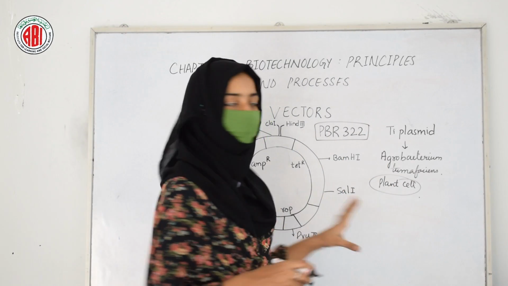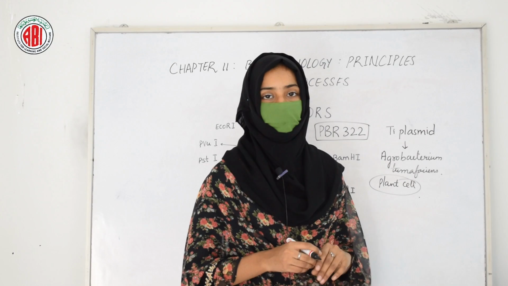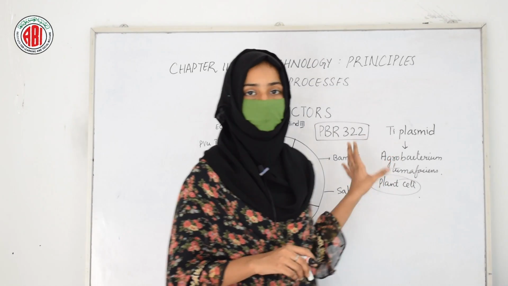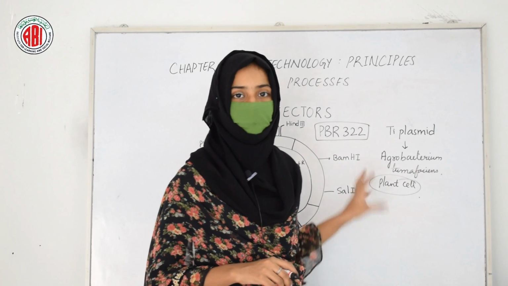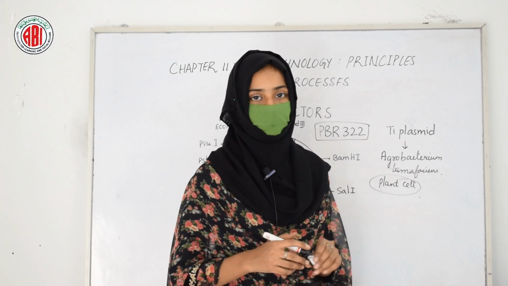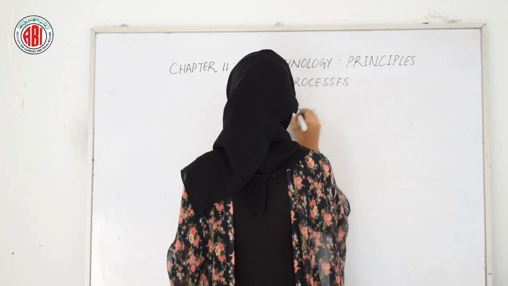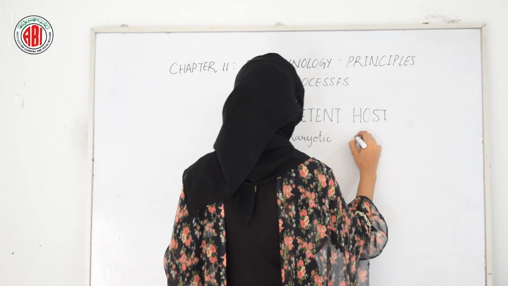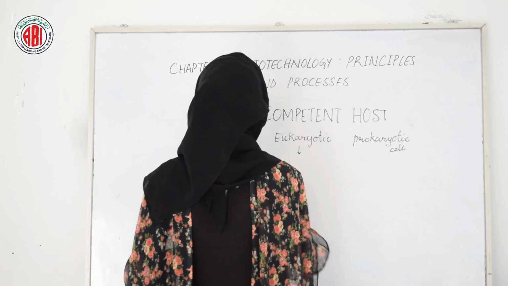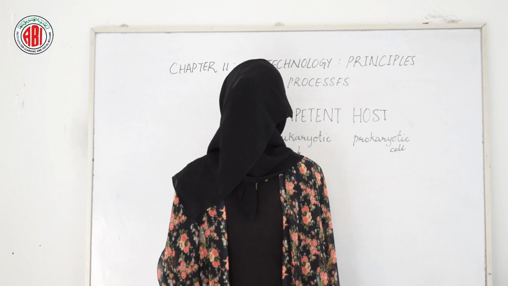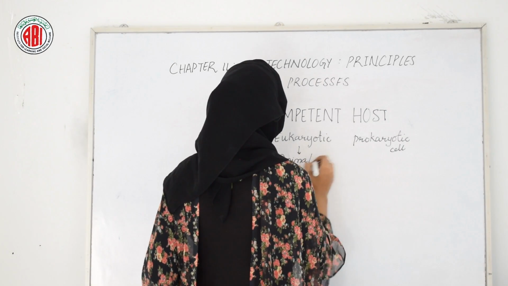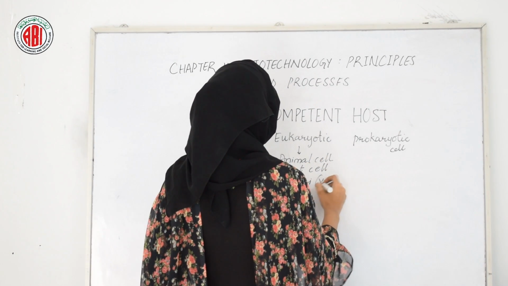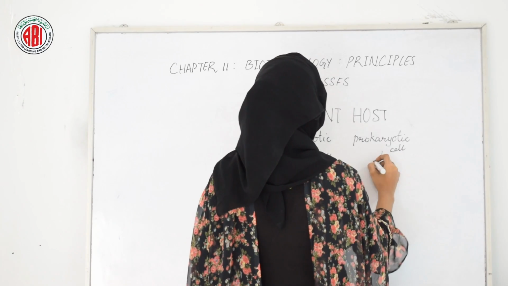Vectors are nothing but gene carriers, and they should have all such properties. If a plasmid has all such properties, then it can be easily used as a vector. The next one is the competent host. Host may be either a eukaryotic cell or a prokaryotic cell. If we take a plant cell or an animal cell, eukaryotic cell means it includes animal cell, plant cell, and fungi, especially yeast. And prokaryotic cell is E.